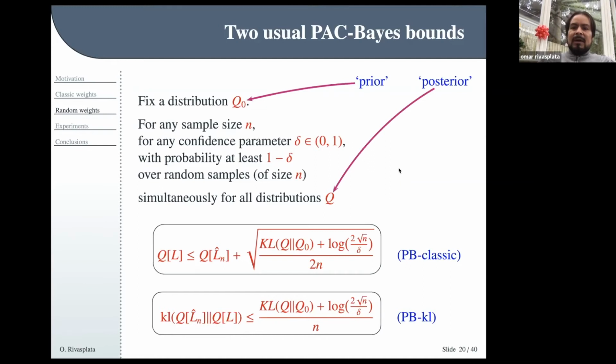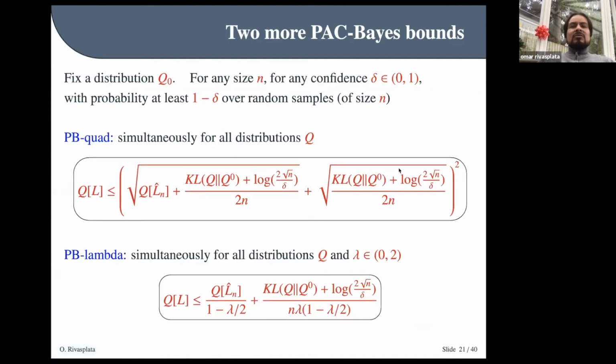So those are two usual PAC-Bayes bounds. Here are two additional PAC-Bayes bounds. At the bottom of the page is the PAC-Bayes lambda bound. That was a previously known PAC-Bayes bound, the PAC-Bayes bounds of Thiemann and co-authors. That's one of the papers that I mentioned at the beginning of the talk, one of the motivating works before this project started. And the other bound is this PAC-Bayes quadratic bound. We derived this bound along the way. Part of the derivation of the PAC-Bayes quadratic bound shares something with the derivation of the PAC-Bayes lambda bound. So in that sense, this work also influences our work.